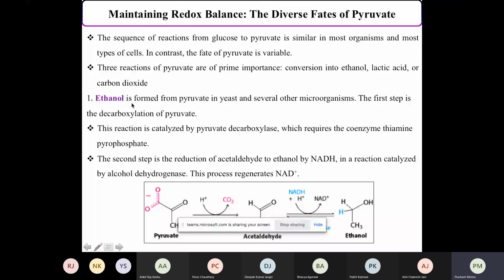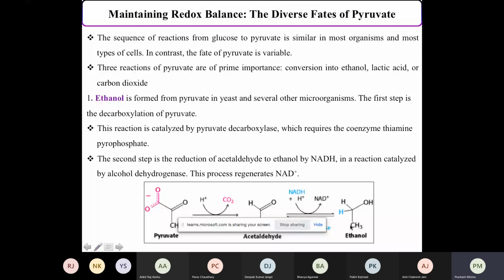Now let's talk about ethanol fermentation first. You have seen that pyruvate has three fates: fate number one for ethanol, fate number two for lactic acid, and fate number three for carbon dioxide. Let's see how these fates are achieved. Ethanol is formed from pyruvate in yeast and several other organisms. The first step is decarboxylation of pyruvate. The carbon dioxide is removed, and you get acetaldehyde. The enzyme pyruvate decarboxylase forms acetaldehyde from pyruvate.